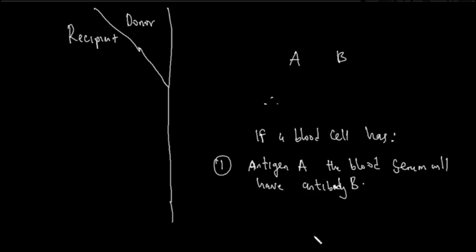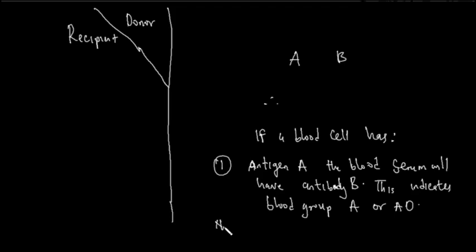Can you guys hear me? Yes, sir. I hope you guys are not distracted, because understanding this thing is sometimes confusing. So let's take it again. If a blood cell has antigen A, the blood serum will have what antibody? Antibody B. Is this clear? Okay, now this indicates blood group A or AO.